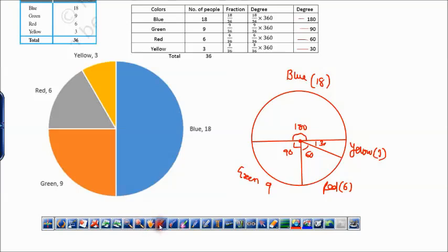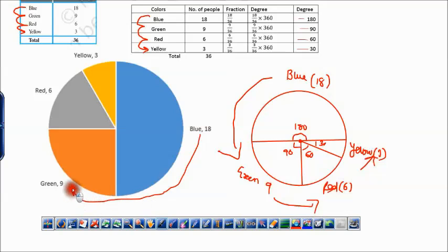ये देखो, BGRY, BGRY. कोई भी एक तरफ सीक्वेंस में होना चाहिए, बट विच डायरेक्शन यू आर टेकिंग, क्लॉकवाइज और एंटी क्लॉकवाइज, इज नॉट इम्पॉर्टेंट.